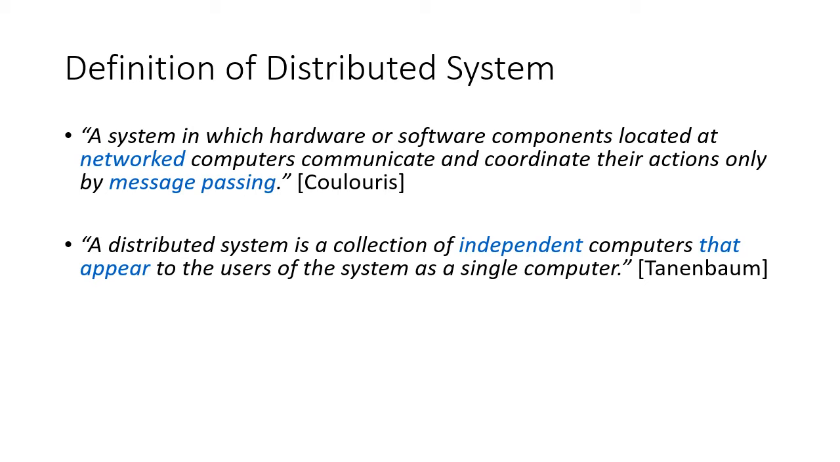Fine. And the second definition from Tannenbaum: a distributed system is a collection of independent computers. By independent computers, we mean that the computers can work separately, independent of each other, but they are working together for the time being as a part of a distributed system. So a distributed system is a collection of independent computers that appears, from the user perspective, as a single computer. So the user doesn't know whether multiple computers are working for him or her, or whether he or she is getting a service via a single computer.